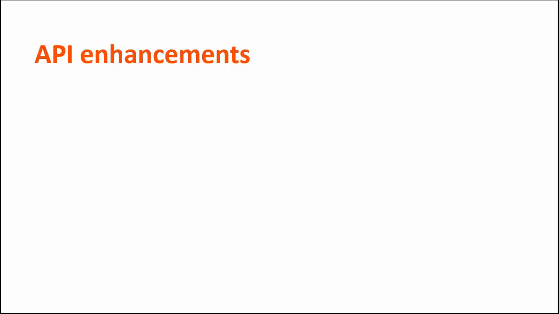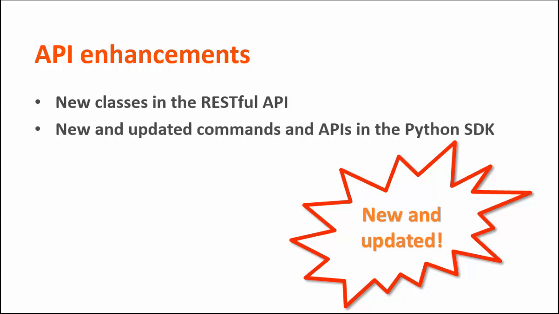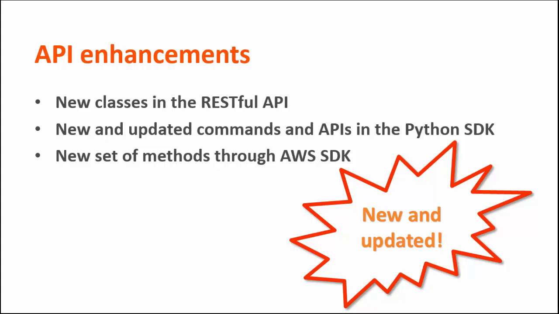API enhancements include new classes added to the RESTful API, commands and APIs added and updated in the Python SDK, and, as mentioned previously, the Amazon Web Services SDK provides a new set of methods for API access to the BMC Cloud Lifecycle Management stack and the AWS Cloud.